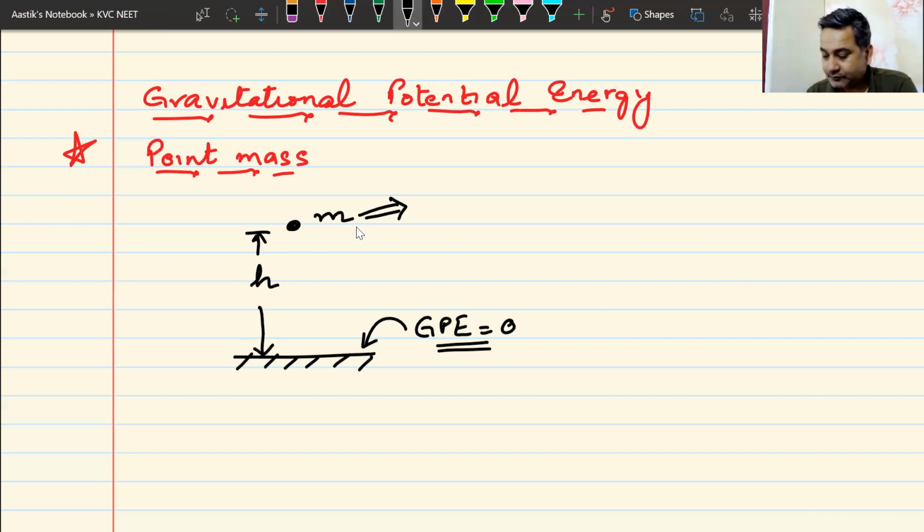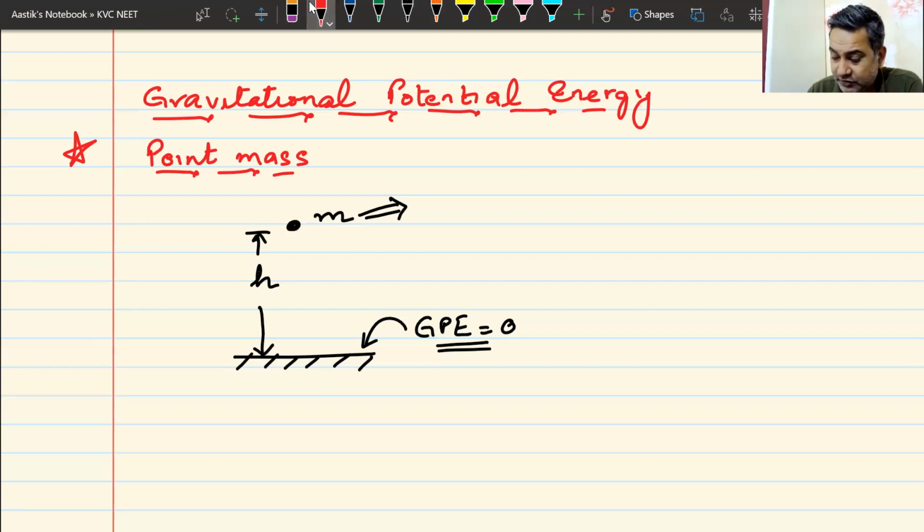Tell me. A mass m placed at a height h from ground. The energy of ground is 0. What is the energy of the body m? How much gravitational potential energy does the body have? No one knows the answer? Don't know the answer?